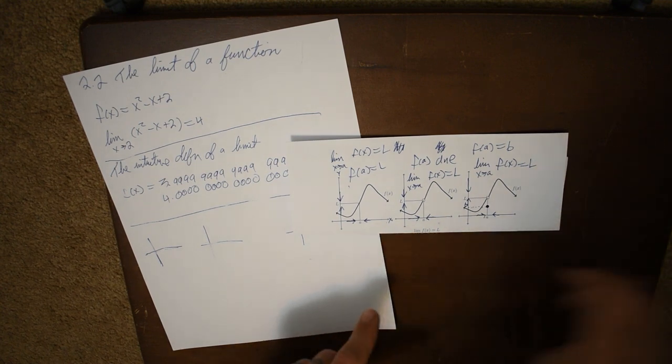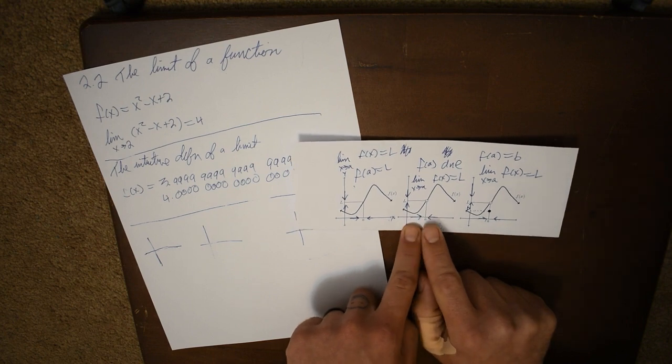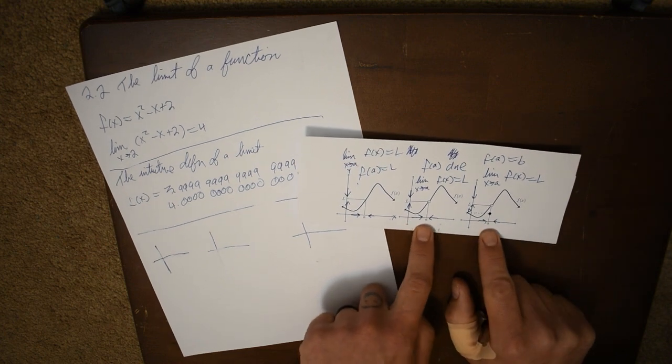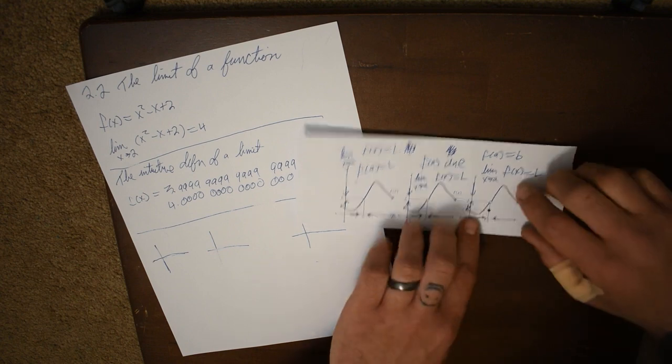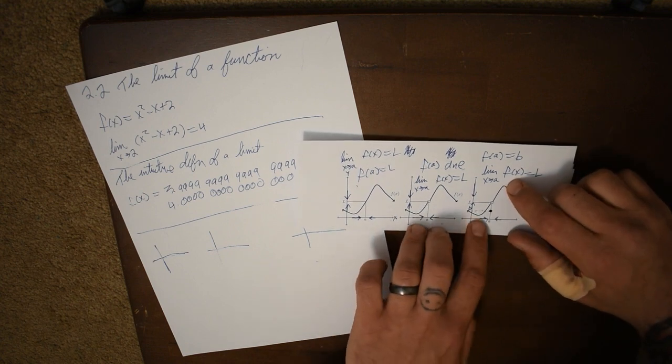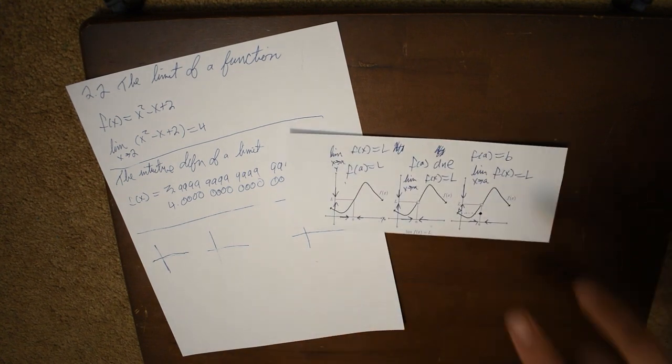This hopefully illustrates the point that it doesn't matter what the function does at the point. The only thing that matters is what the pattern of the function, the trend in the function is, as our values of x approach some number.